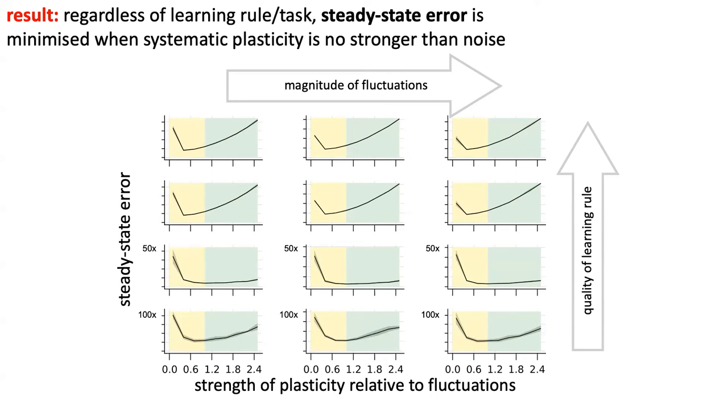And what's nice about the setup is we can modulate the quality of the learning, make it more and more accurate, and we can change the overall magnitude of the fluctuations. Changing the fluctuations doesn't really have much effect on this relationship. Interestingly, increasing the quality of the learning rule shifts the minimum to favor an even smaller proportion of systematic plasticity. So if you've got a good learning rule, you don't want too much of it. You actually want to let the fluctuations dominate. Let the synapses do their thing and occasionally prod them and get them to go in the right direction.